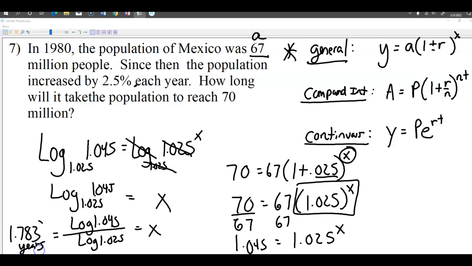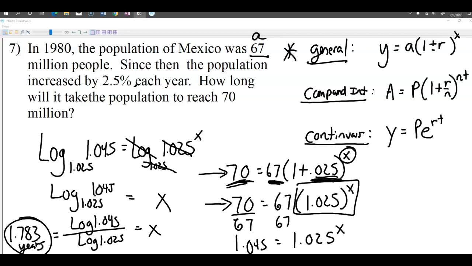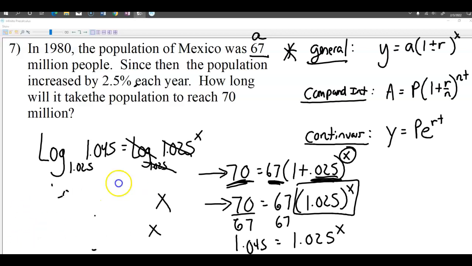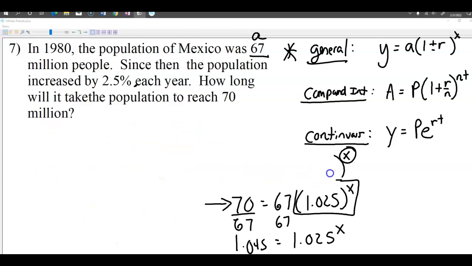The question was how long. So it would take about 1.783 years for the population to increase from 67 million people to 70 million people when it's growing at that rate. Okay, so there it is. So step one is to decide which formula you're using. Step two is to plug all your numbers into that formula. Step 3 is to go ahead and solve the equation for x. All right, let's go ahead and move on. Let you guys try one of those.